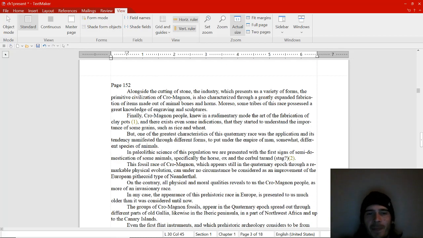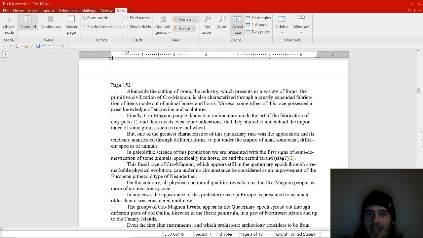Alongside the cutting of stone, the industry, which presents us a variety of forms, the primitive civilization of Cro-Magnon is also characterized through a greatly expanded fabrication of items made out of animal bones and horns. More so, some tribes of this race possessed a great knowledge of engraving and sculptures. Finally, Cro-Magnon people knew in a rudimentary mode the art of the fabrication of clay pots, and there exists even some indications that they started to understand the importance of some grains, such as rice and wheat.